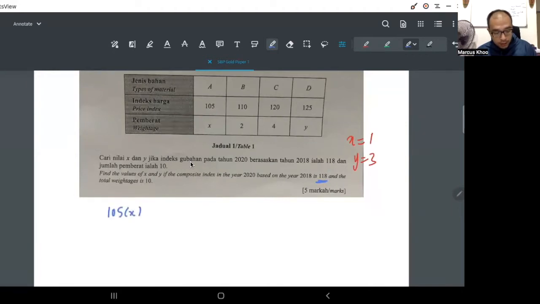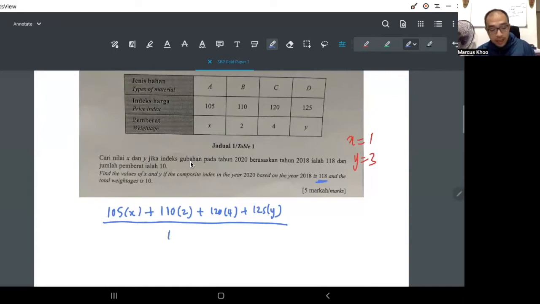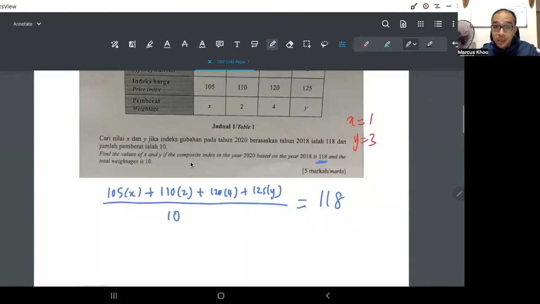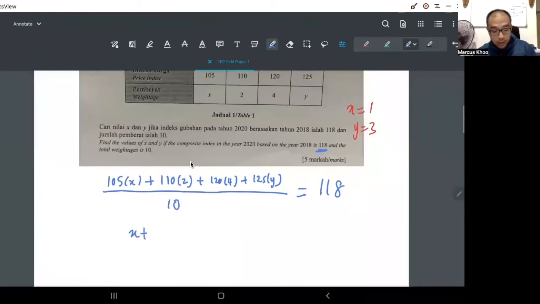105 times x plus 110 times 2 plus 120 times 4 plus 125 times y, over the total weightage. No need to add x plus 2 plus 4 plus y, just the total weightage is 10. Equals 118 is your first equation. Then your second equation is the total weightages equals 10. So x plus 2 plus 4 plus y equals 10.